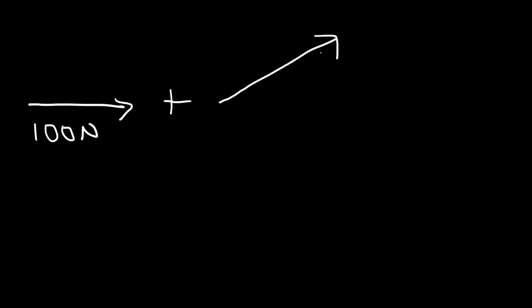Now sometimes you may need to add vectors that are not parallel or perpendicular to each other. So let's say we want to add this vector, which is 100 newtons directed east, plus another vector, let's say it has a magnitude of 150, but it's directed at 30 degrees above the x-axis. How can we find the resultant vector?